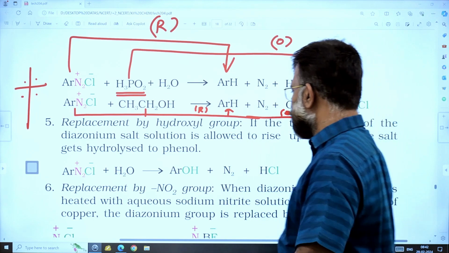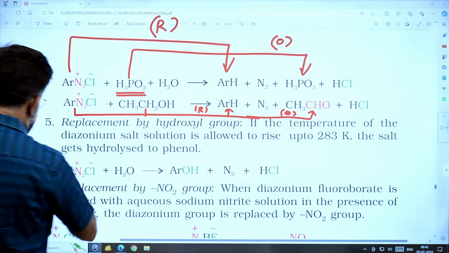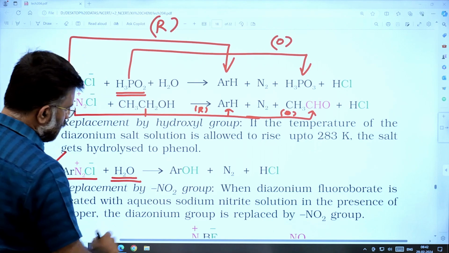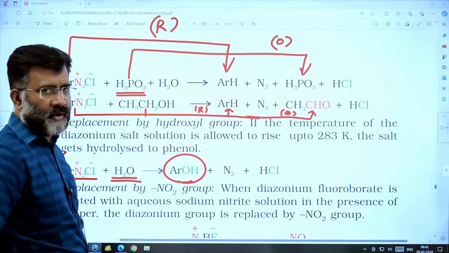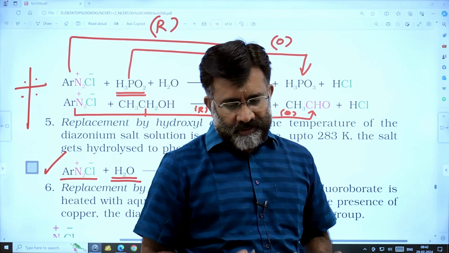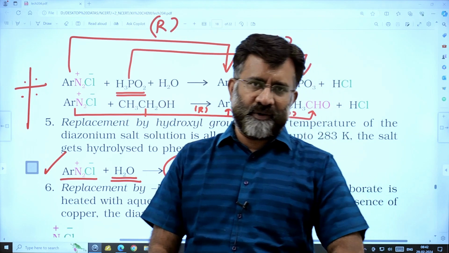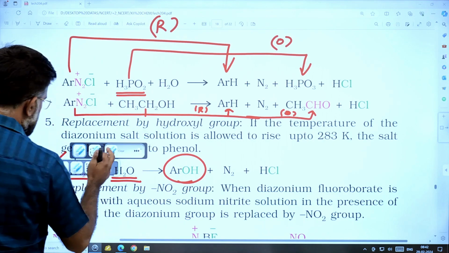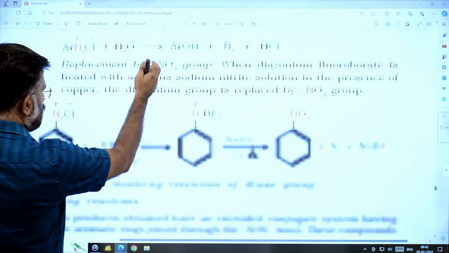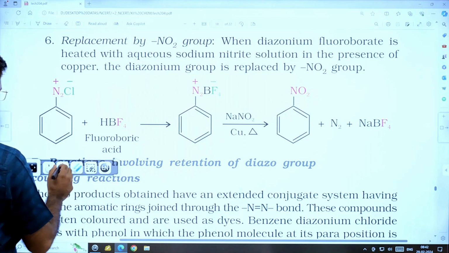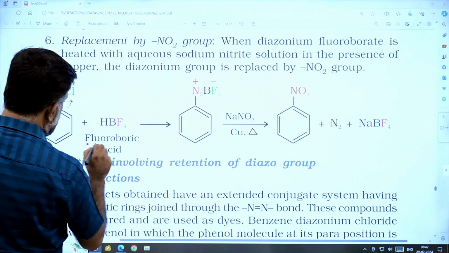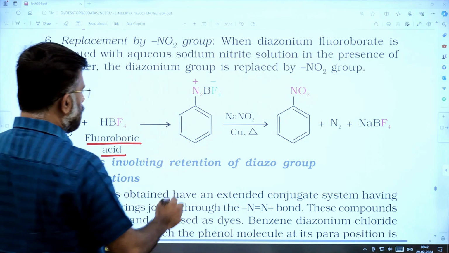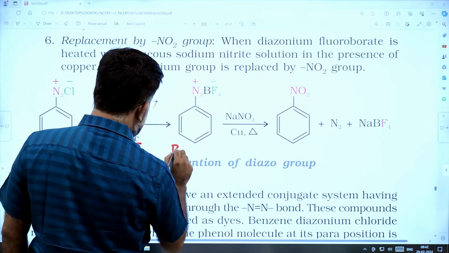Next, another reaction. This is already learned in the preparation of phenol. Benzene diazonium chloride warmed with water, you get a phenol. Preparation of phenol was already discussed. Right? While there is another reaction, substitution by nitro group. Benzene diazonium chloride treated with HBF4, where we convert it into benzene diazonium fluoroborate.